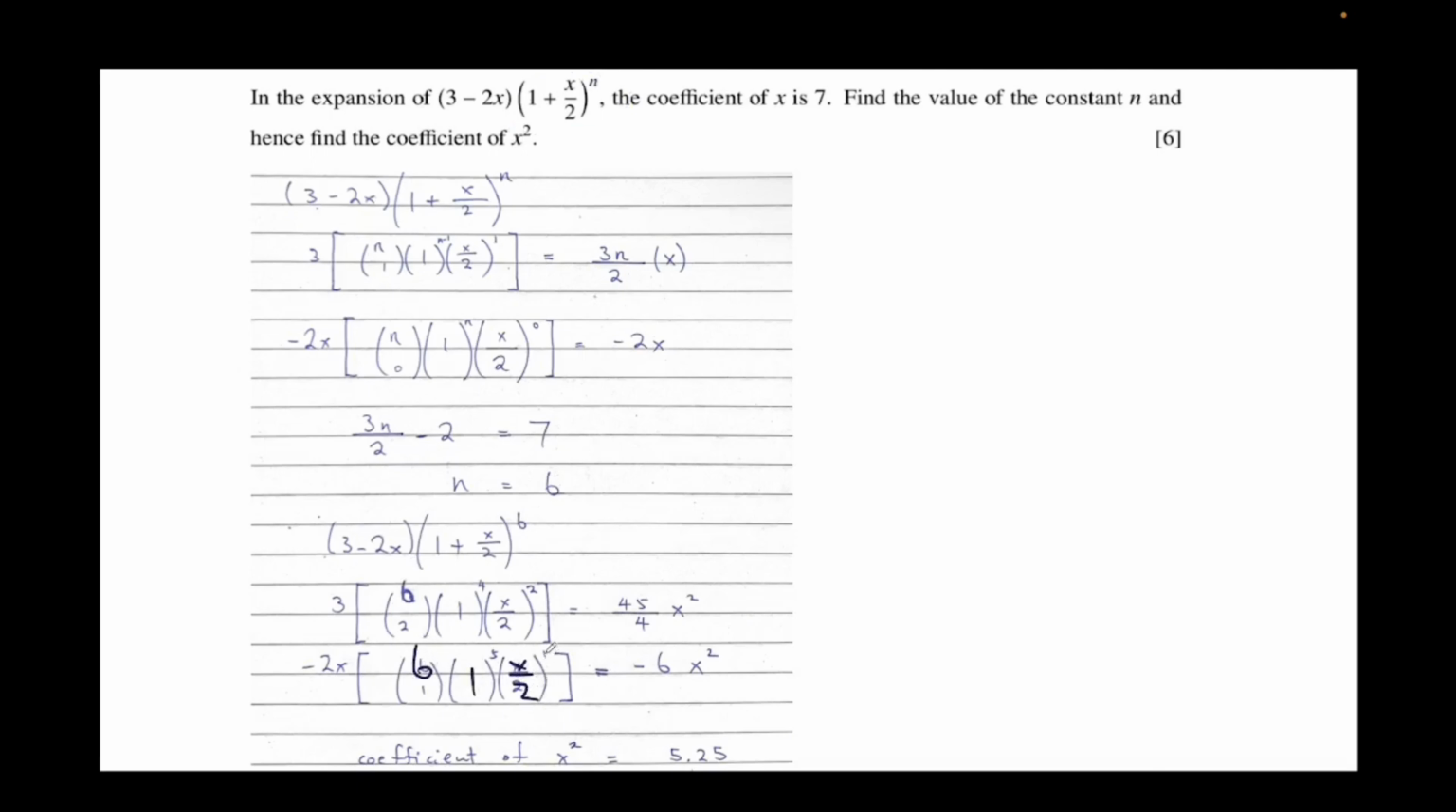Now, if this is going to be 1, why do we think that's a 1? Because this being 1 is going to create overall 1 of the x's, x to the power 1, which times minus 2x gives us x squared, which is what we're after, isn't it? So this is the 1, this is the 1, this has to be a 5, and then simplify this, multiply that all together, times it by 6, and you're going to get minus 6. And you get that these two combined together, it's just going to be 45 over 4 minus 6, which is 5.25. n is 6, coefficient of x squared is 5.25.